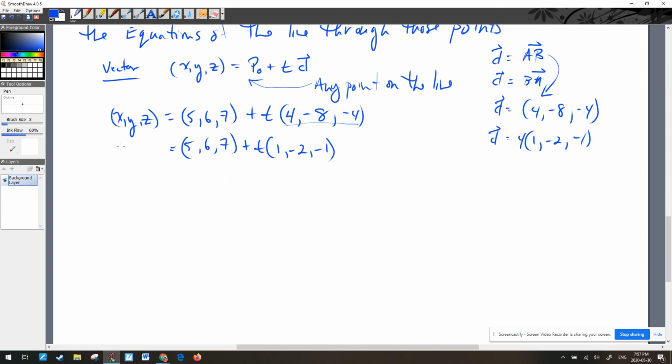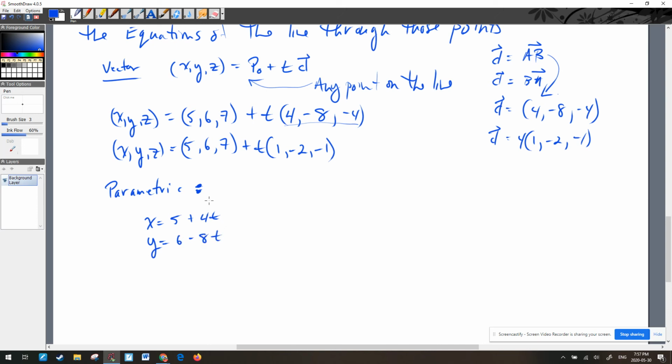So we have our x, y, z is equal to those. And then I want to get my parametric form. There's my vector form. I want my parametric form now. Parametric is going to be, not equal to, I'll put a colon because it's a series, we're going to have x is equal to 5 plus 4t. We're going to have y is equal to 6 minus 8t.